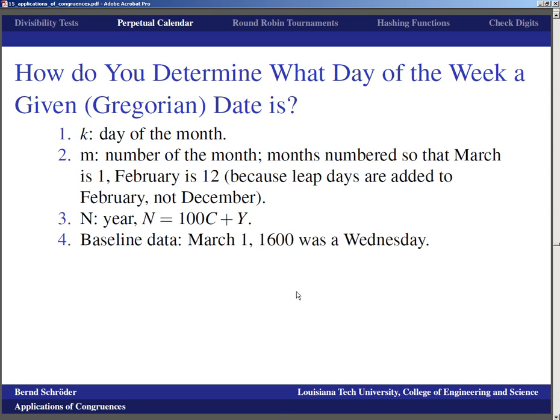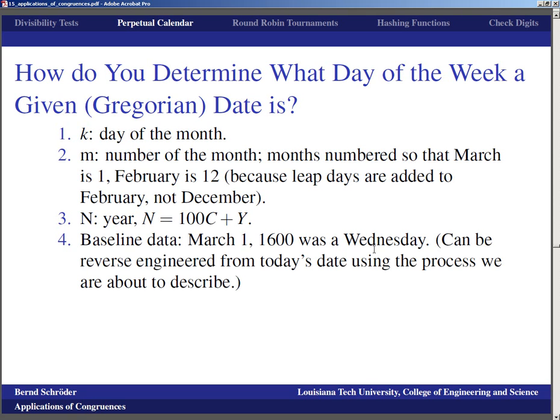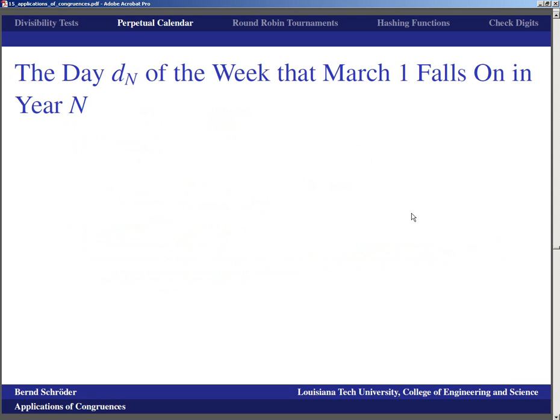And your baseline data is that the 1st of March in the year 1600 was a Wednesday. And that is something that you can either reverse engineer from today's date using the process we're about to describe, or you could use historical records, right? And historical records have been kept, and so there are churches all over Europe that can tell you what day March 1 of 1600 was. There are newspaper archives, which of course are by now so treasured that you will not be allowed to touch the individual newspapers, but they may be able to show you some kind of record there still.